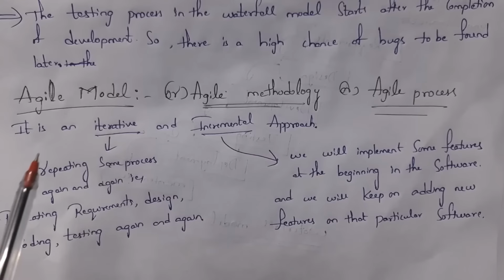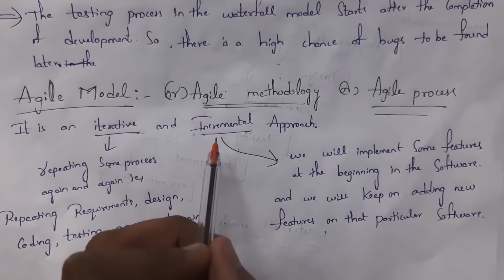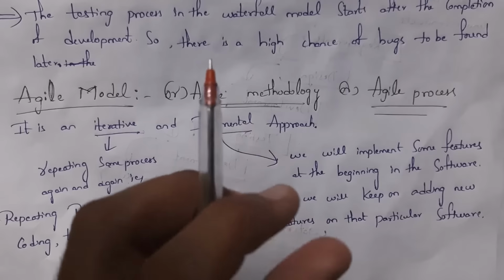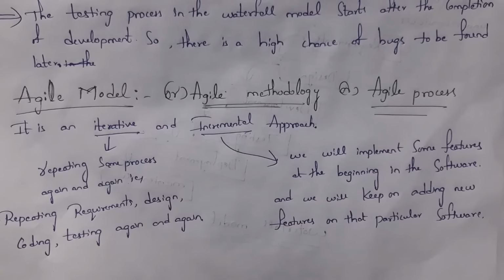Iterative is nothing but repeating the same process again and again. That is, repeating requirement gathering, designing, coding, testing again and again. This is the iterative approach. Incremental approach is nothing but initially we will create one software with very basic features and then we will keep on adding new features to the same software. This is the incremental approach.